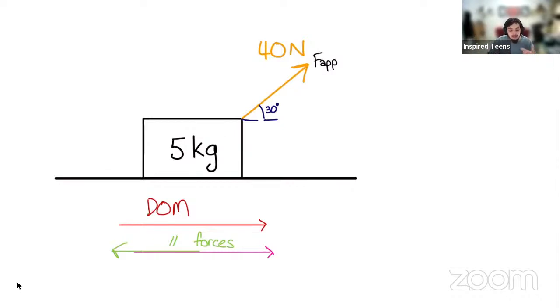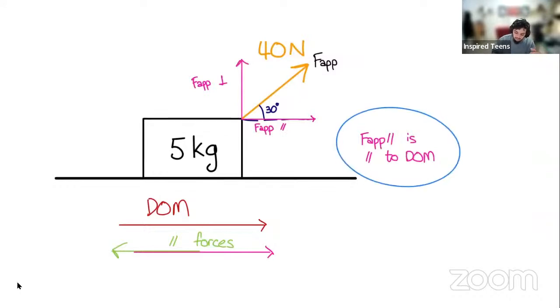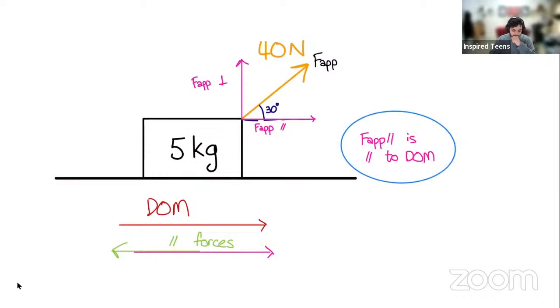So its parallel component, that's what is going to do work. The parallel component of this applied force, the horizontal component, is what's going to do work. So we separate it into its components, and we understand that F applied parallel is actually in the direction of motion, or parallel to the direction of motion. Sorry, parallel to the direction of motion is better to say, because it doesn't have to be exactly in the direction of motion. If it's 180 degrees away opposing it, that's also fine.